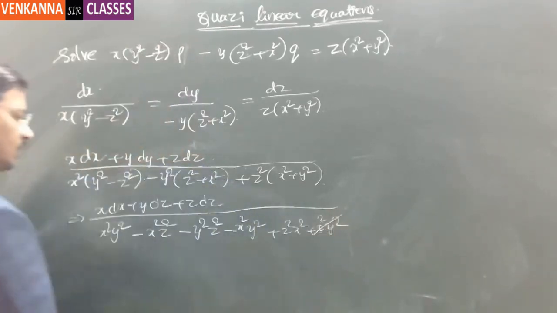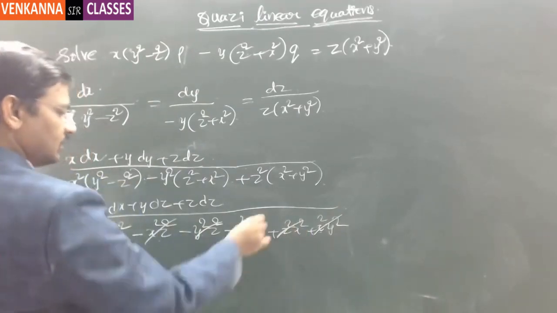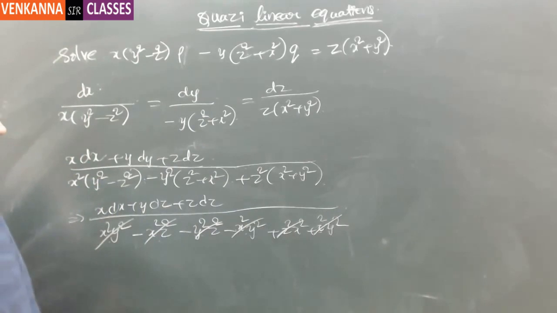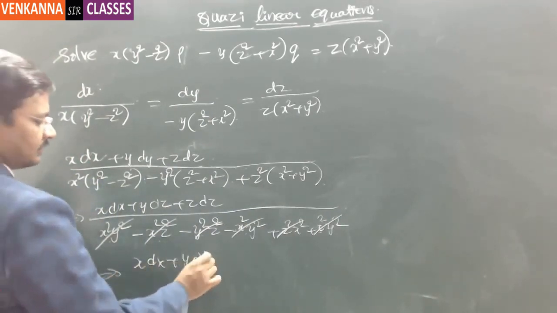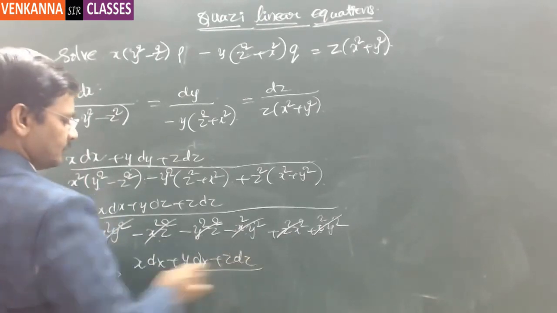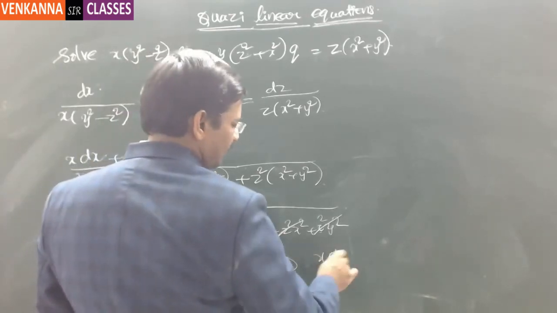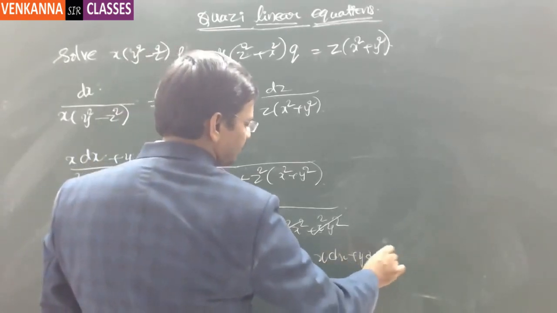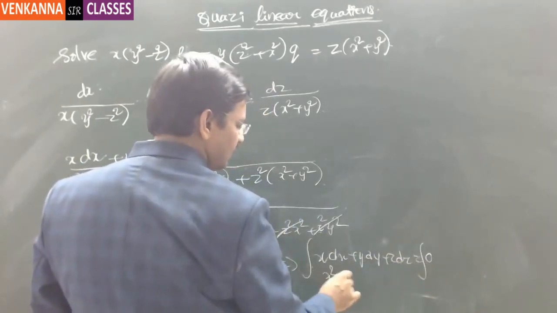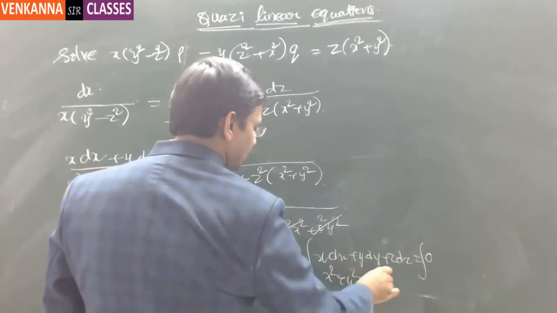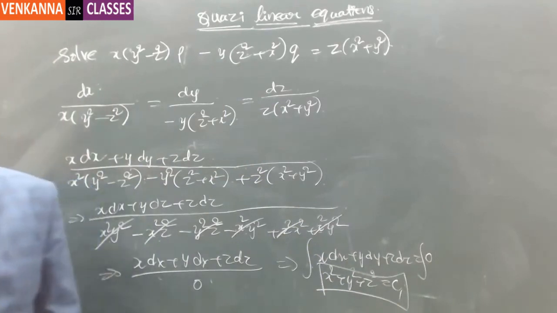Now z square y square and z square y square, x square z square and x square z square, x square y square and x square y square cancel. So this is x dx plus y dy plus z dz divided by 0. So it implies this is going to be x dx plus y dy plus z dz equal to 0. Now if you integrate on either side, x square plus y square plus z square equal to constant. Got it?